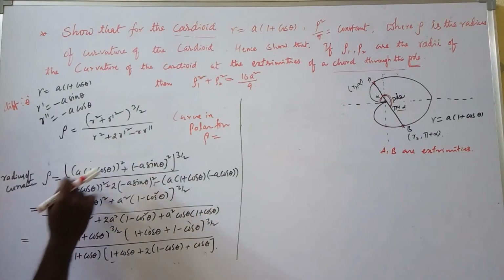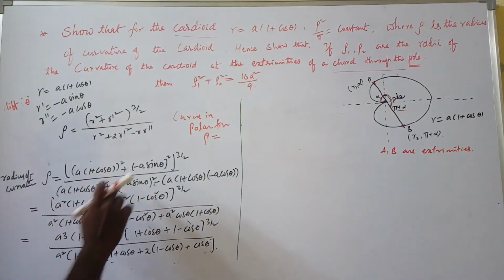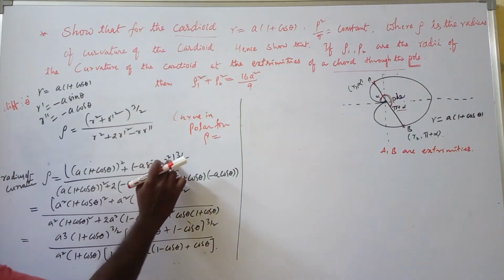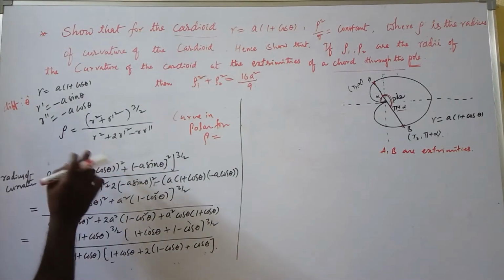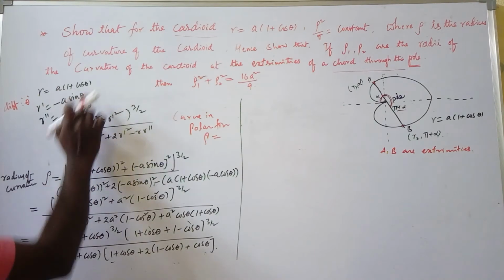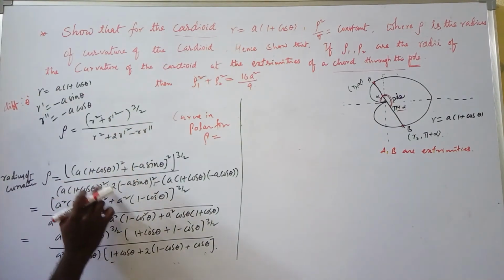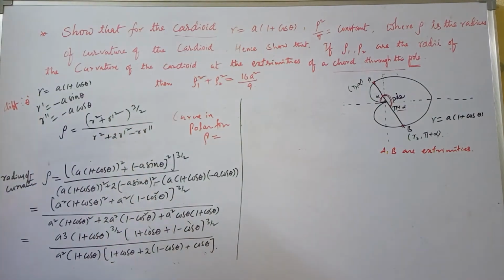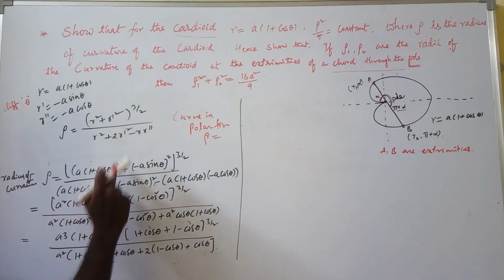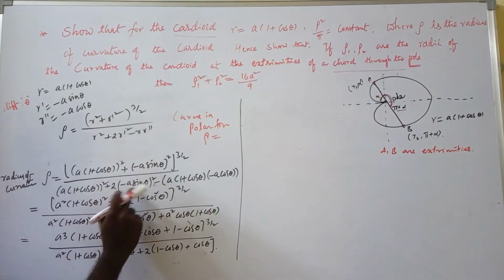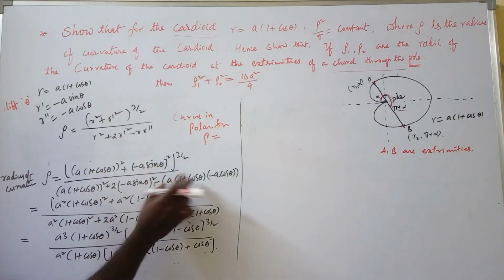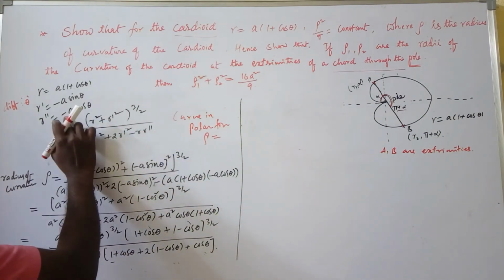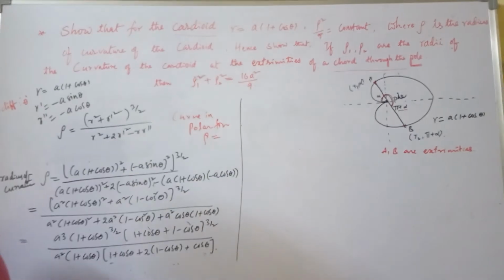So in that, I am substituting the r value: a into 1 plus cos theta whole square. Next, the r dash value: minus a into sin theta whole power 2, and the whole power 3 by 2 stays the same. Next, the denominator is r square, which is a into 1 plus cos theta whole power 2. Next plus 2 into the r dash value, minus a into sin theta whole power 2. Next minus r value into the r double dash value, which is minus a into cos theta.